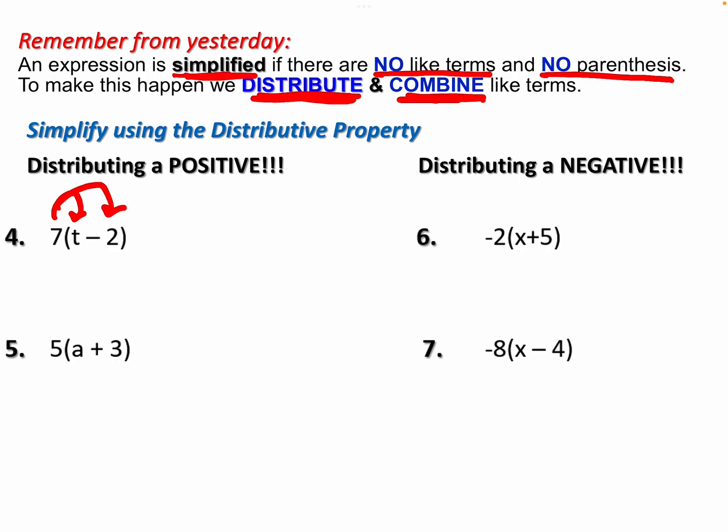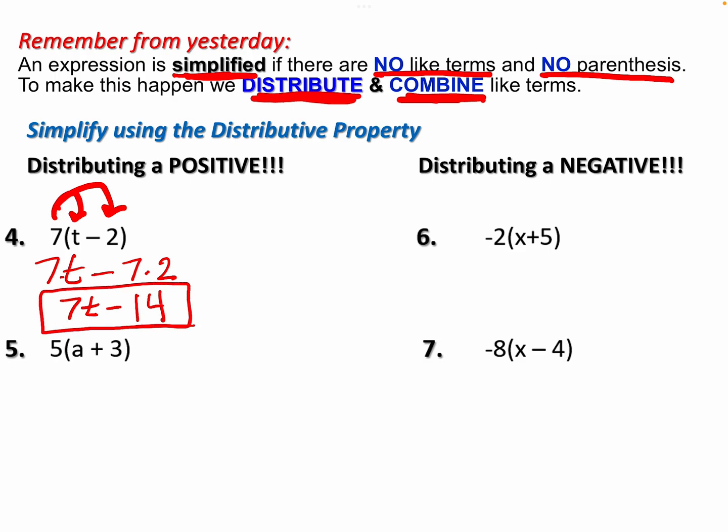So looking at number 4, you have 7 times the group T minus 2, which would be 7 times T minus 7 times 2. And 7 times T you can't do anything with. You just have to write it as 7T. You don't put a dot, anything like that. You've distributed, that's the coefficient in front of the T. But 7 times 2 you can do, which would be a negative 7 times 2, which would be minus 14.